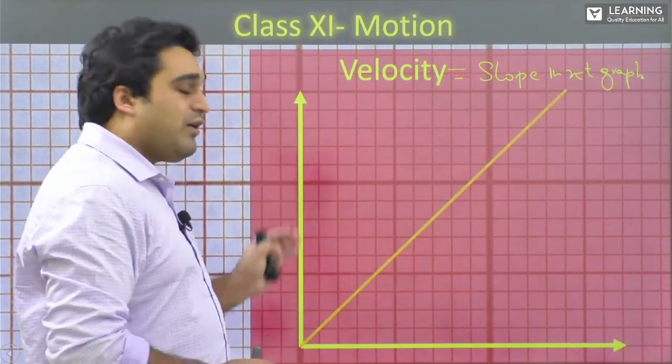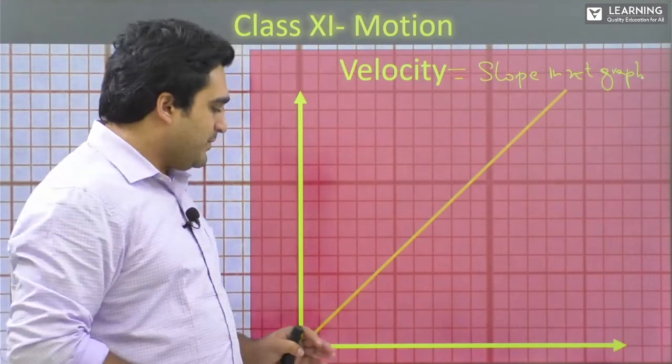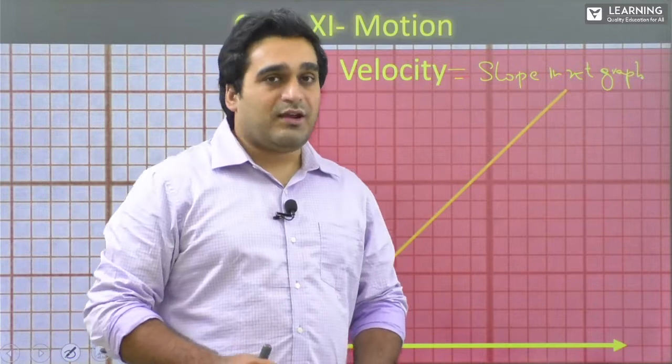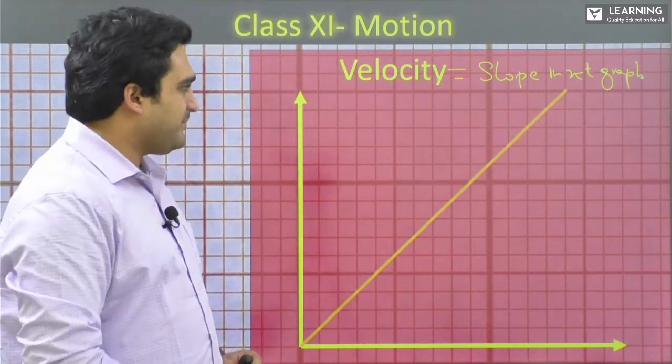When I use the word x-t graph, it means distance-time graph. Distance is represented along the y-axis, whose SI unit is meter. Time is represented along the x-axis, whose SI unit is seconds.